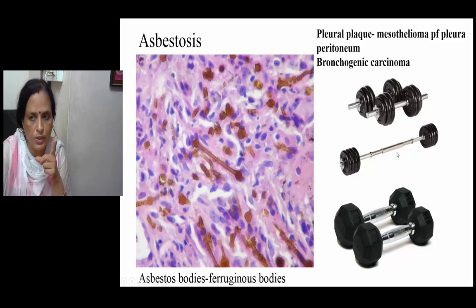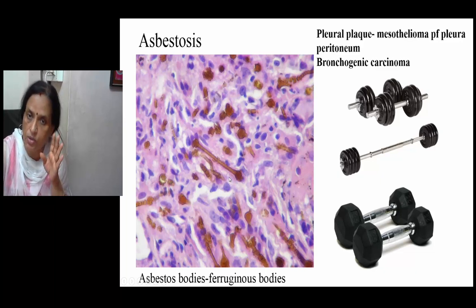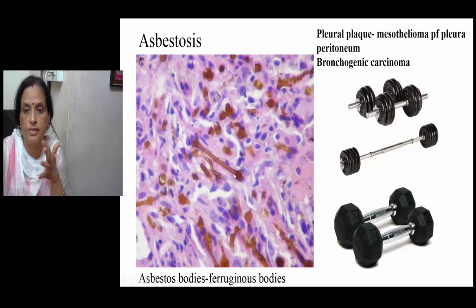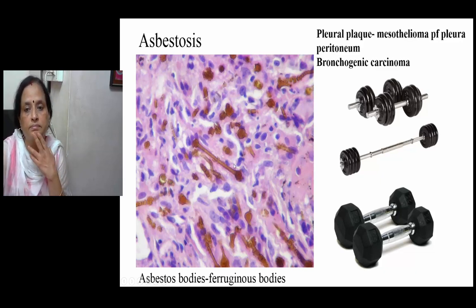Simile. One simile today we used previously was a holy water sprinkler. Now we are using a second simile, that is dumbbell. So these are asbestos bodies. They're also called ferruginous bodies. When we say ferruginous bodies, probably something should strike your mind. Ferruginous, ferrous, that means iron. So on these asbestos fibers, hemosiderin gets deposited. That's why it is like this.